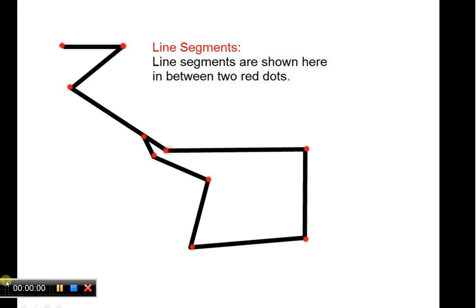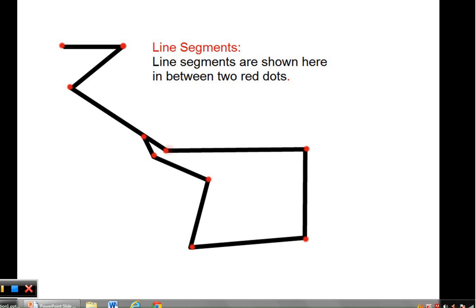Okay, we're going to go ahead and start some lessons on lines, line segments, and rays. Firstly, we need to recognize these little red circles right here as points. Each point represents a segment of a line. So between this point and this point, that's one segment of the line.